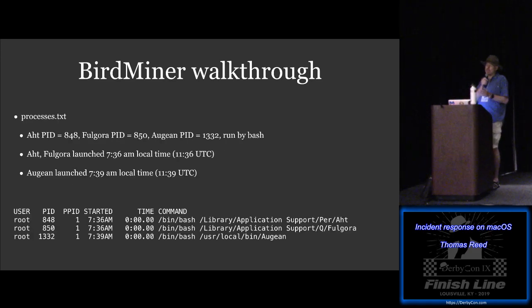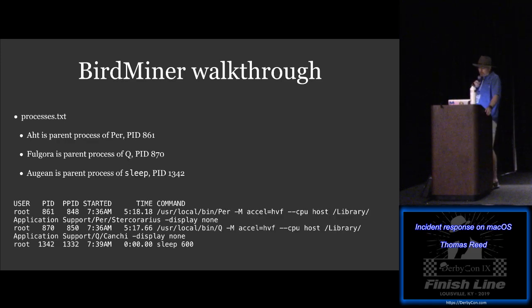If we look in processes, we can track a bunch of this stuff down. We can see process IDs for all three of those things, and we can see that they were all run by bash. So whatever they are, it looks like they're bash scripts. We can also see what time they were launched in local time, and of course we can go back to basic info and map that to UTC. So we know that this was 11:36 a.m. UTC. And we can see that Augean was actually launched just a few minutes later for some reason. We don't know why yet.